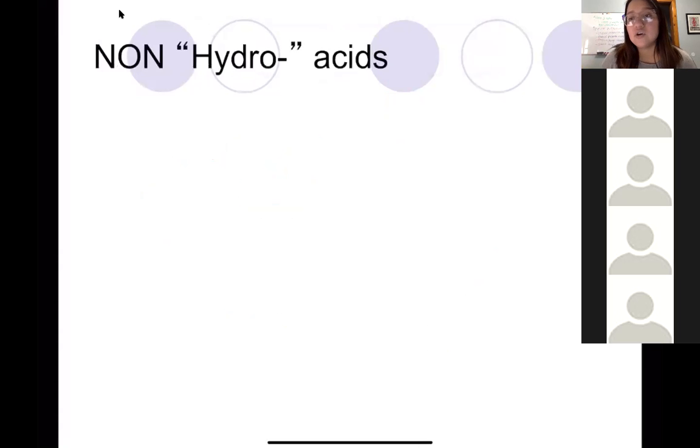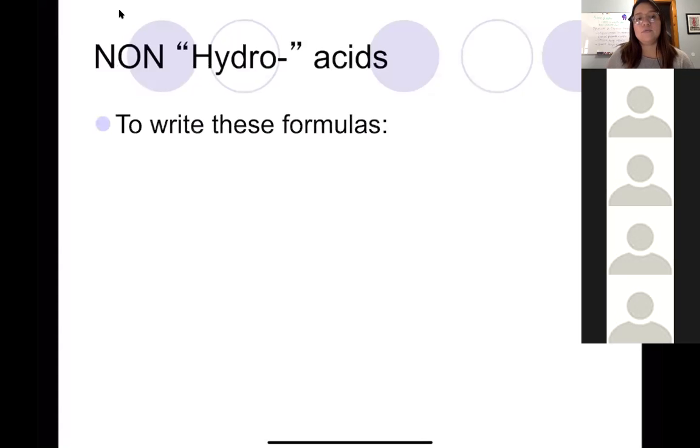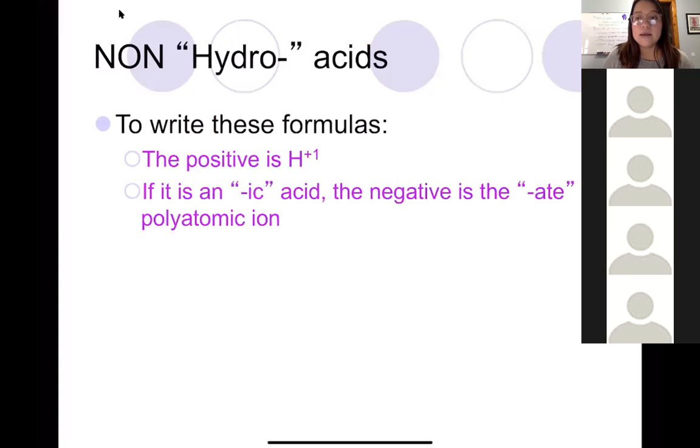How about acids that don't have the word hydro? What do we do with those? To write these, first of all, again, the positive is always H plus 1. Then it all depends on the ending of that acid. So how do we know these are polyatomics? Because they don't have the word hydro, which means they are a polyatomic.